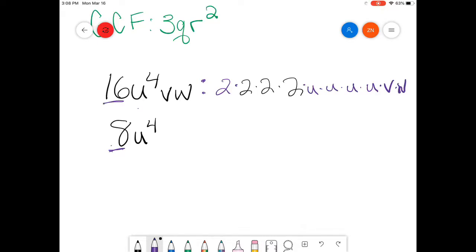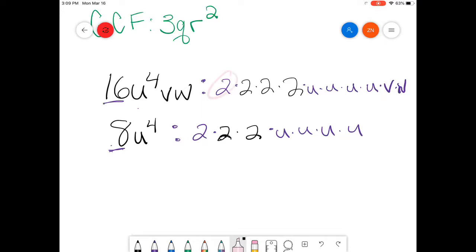Now if we look at 8, 8 is the same thing as 2 times 4. 4 can be broken apart into 2 times 2, so I'm going to write 8 as 2 times 2 times 2. If I double check that, 2 times 2 is 4, times 2 gives me 8, so that's correct. This is the most simplified form to write 8. Okay, the u. There are 4 u's, so I have 1, 2, 3, 4.